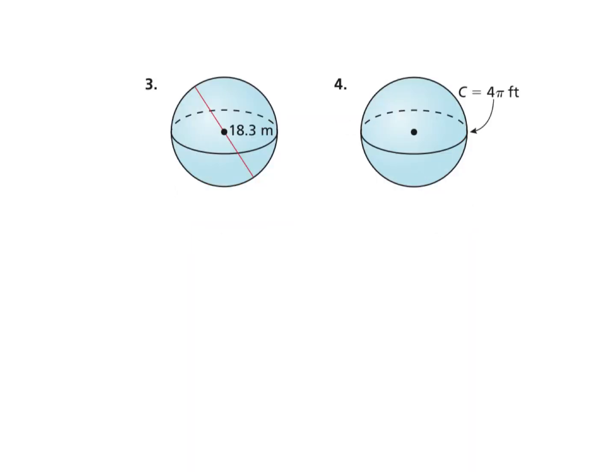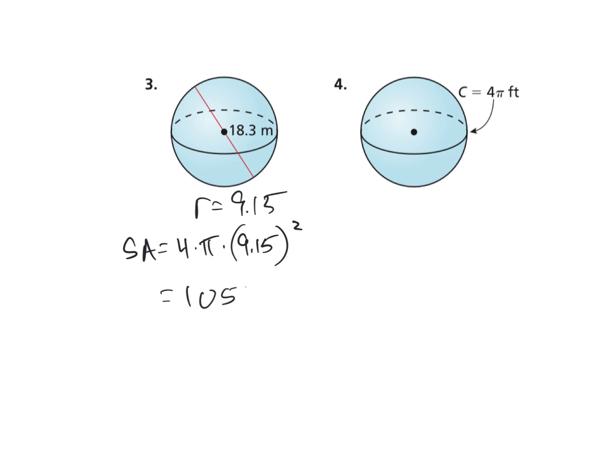Let's go on. Now on number 3, they give us the diameter, so we have to find the radius. 18.3 divided by 2 is going to be 9.15. That's your radius. And then we do the same thing again: 4 times pi times 9.15 squared. So do the square part first: 9.15 squared times pi times 4. You get 1,052.09 square meters.